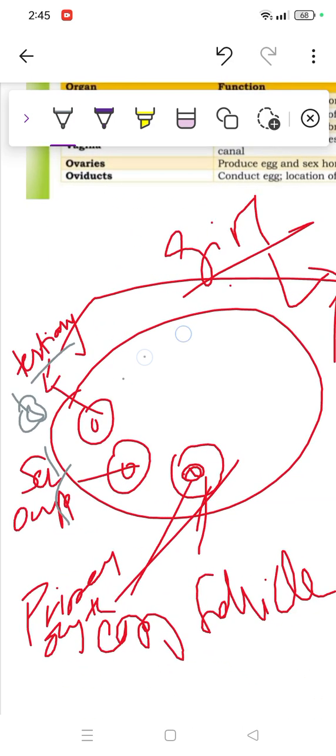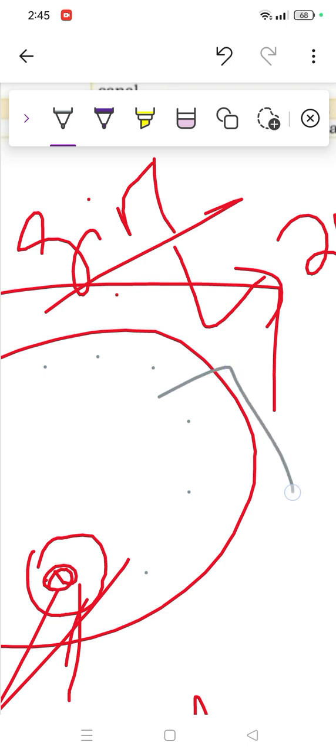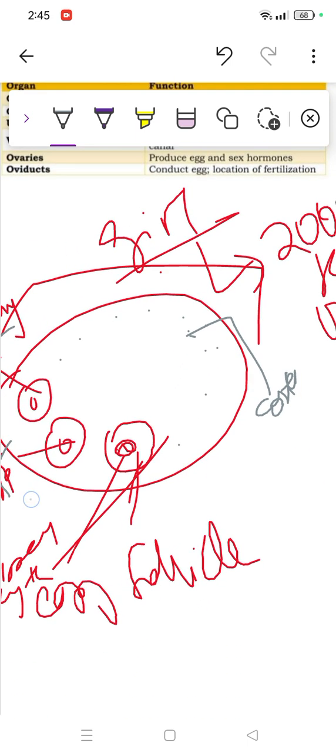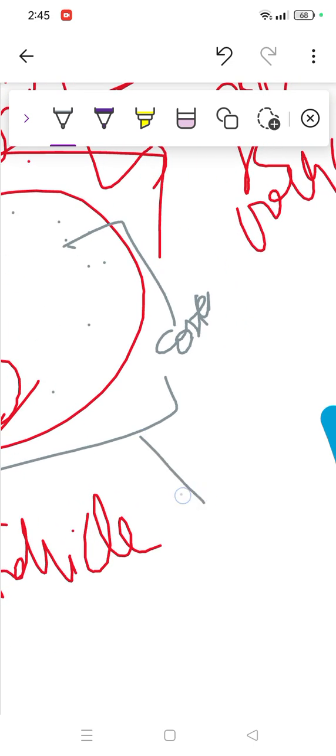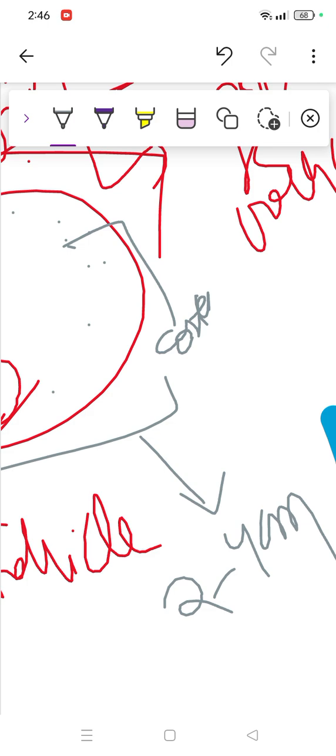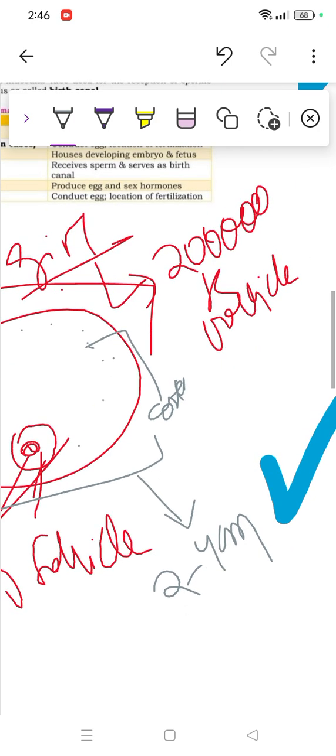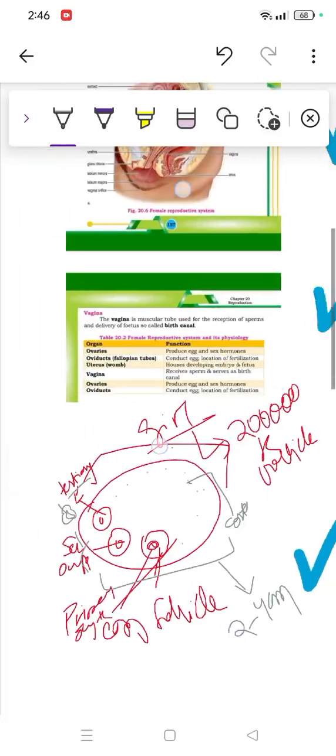Then comes our other parts like the corpus luteum, and the region with the dot-like structures called the cortex. The entire ovary size is around 2 to 4 centimeters. Ovaries have follicles, eggs, and also a germinal epithelium layer around them. So we're done with the detail.